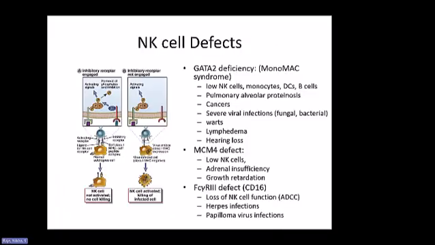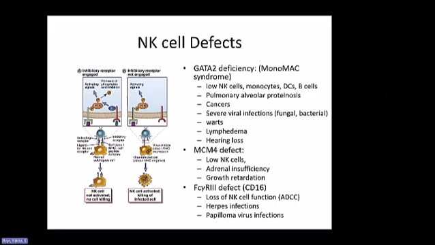All right, those are the ones I wanted to point out. NK cell defects, again, this is still part of the innate immune system. NK cell defects can be quantitative or qualitative. GATA2 deficiency will present with low NK cell numbers. Along with that, the monocytes and dendritic cells are low, B cells are low.